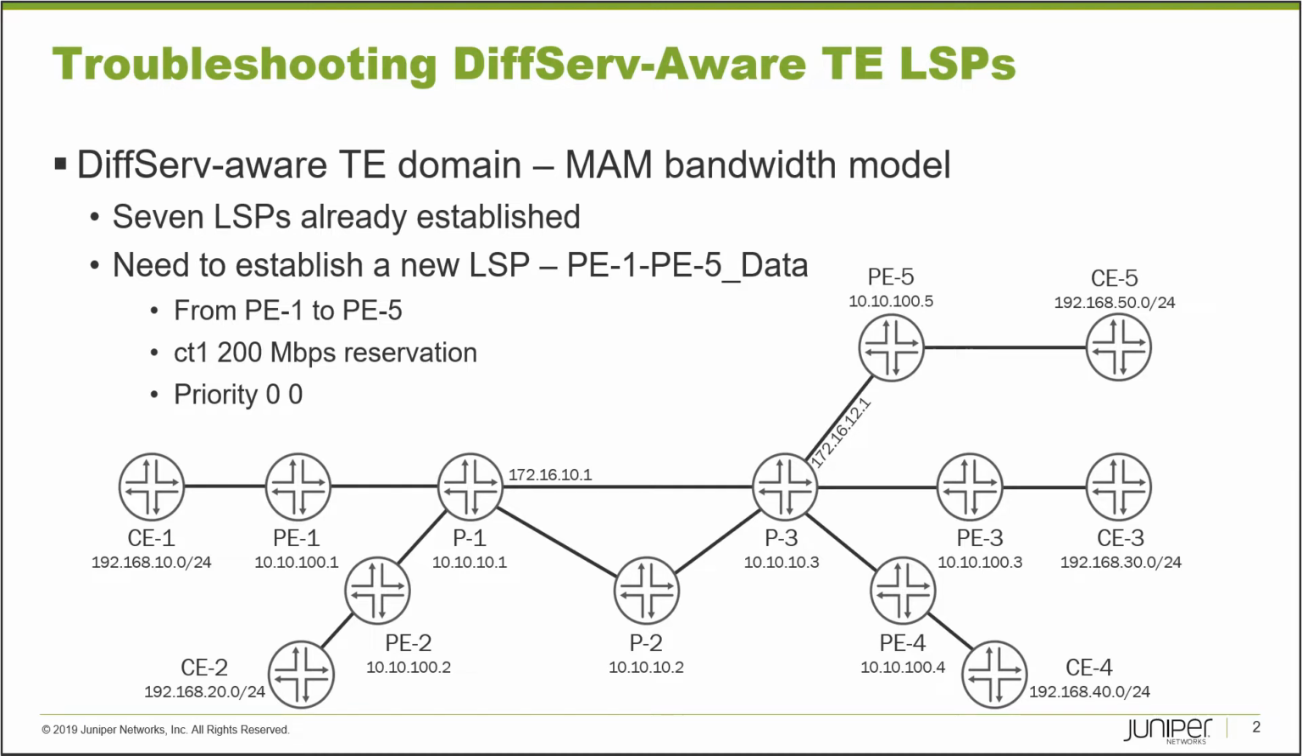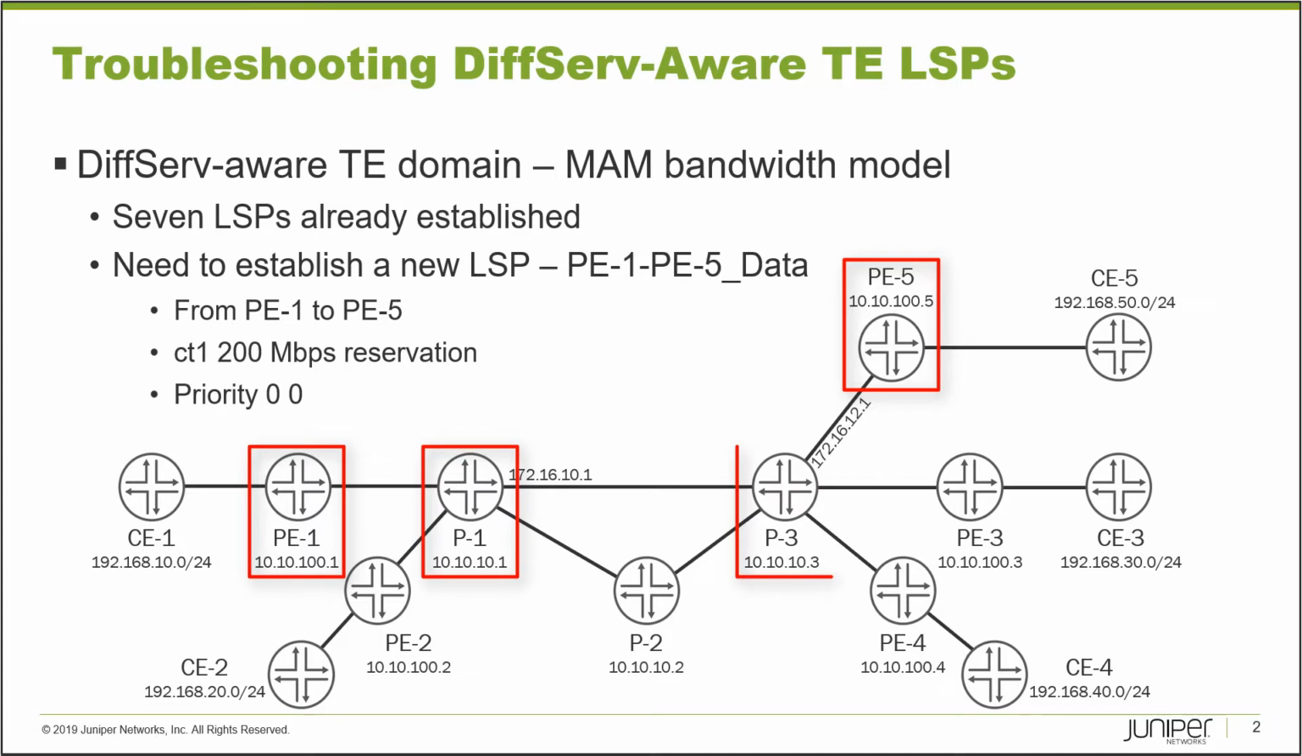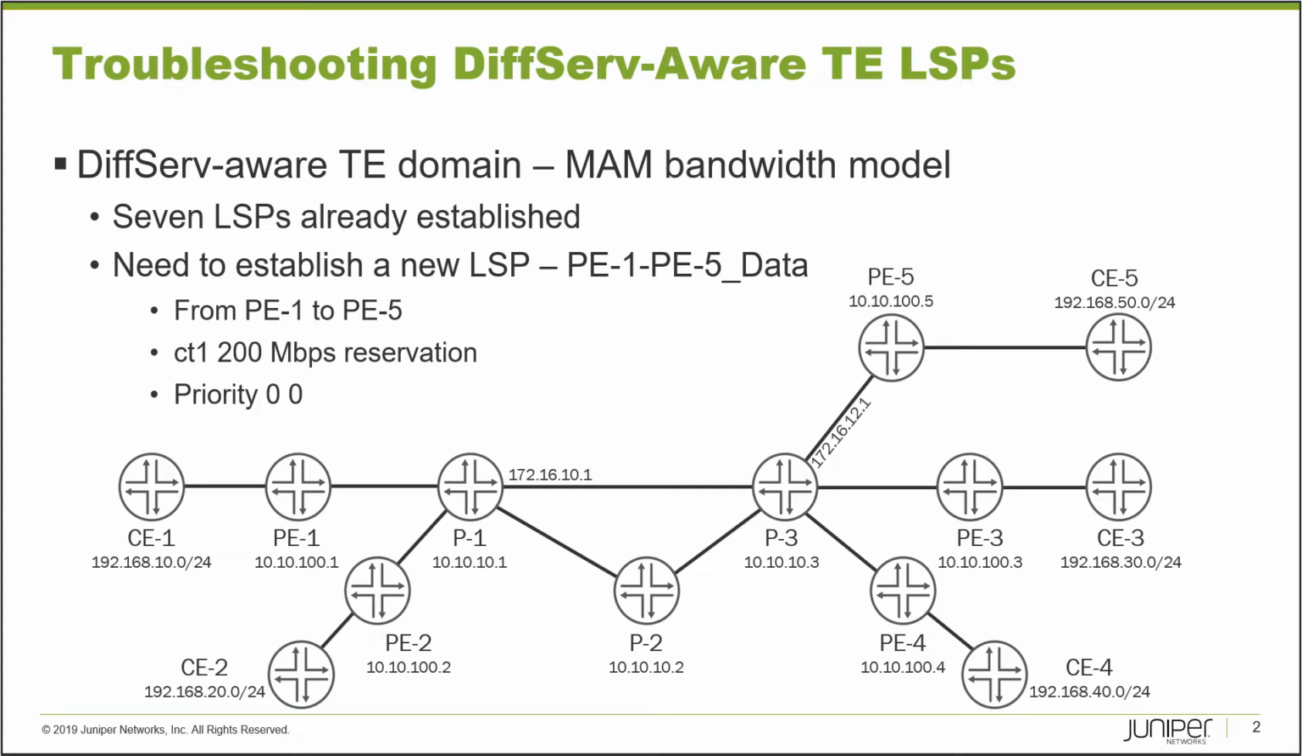Okay, so I do want to point out a few things here. The shortest path from PE1 to PE5 is through P1, then P3, then PE5. Keep that in mind. That's the path that we're going to want to take, but we might have to take a different path. It all depends on what's available as far as bandwidth. Specifically, the link between P1 and P3 is using the 172.16.10.1 IP address, and the link between P3 and PE5 is using the 172.16.12.1 IP address. Those IP addresses are important because we'll be using them to look at the traffic engineering database for those links. So keep that in mind.